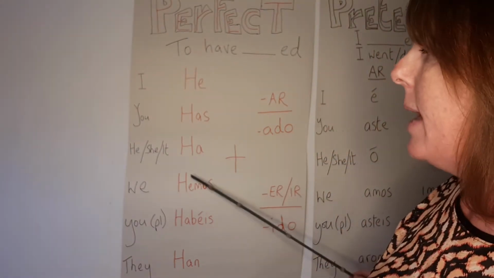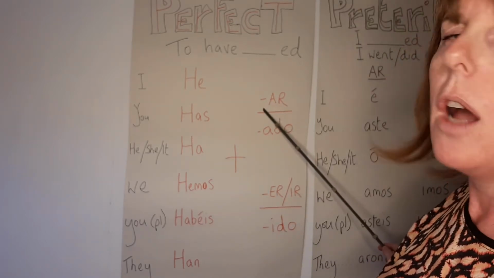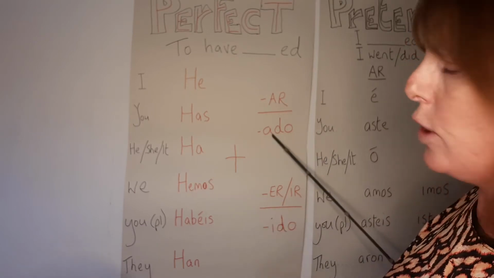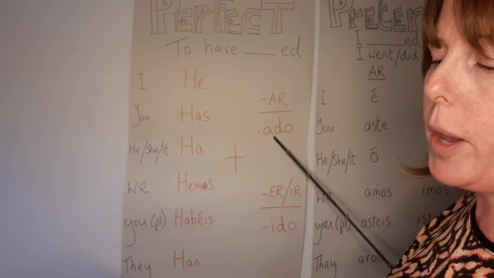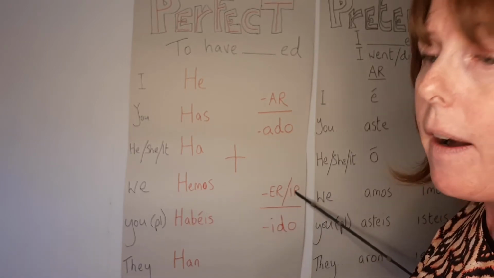As a, hemos a base, and then you knock off the end of any full verb. Then you add an addo for AR verbs, an edo for ER and IR.